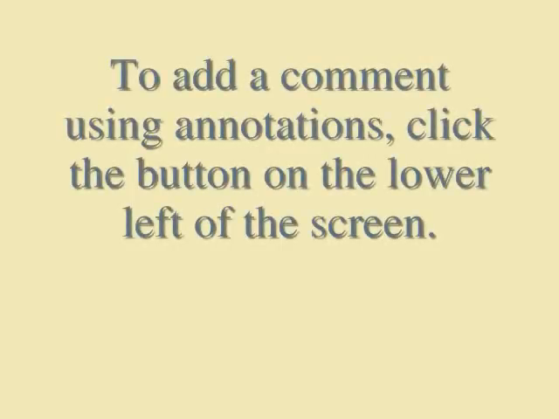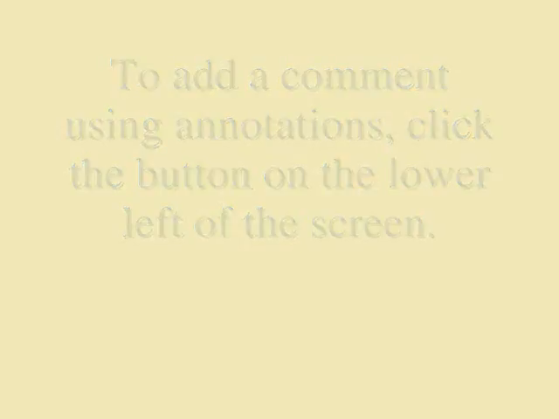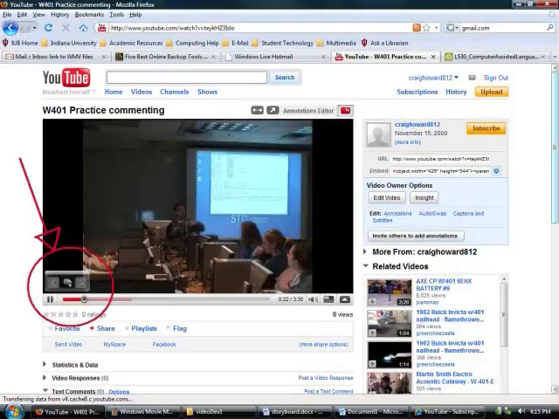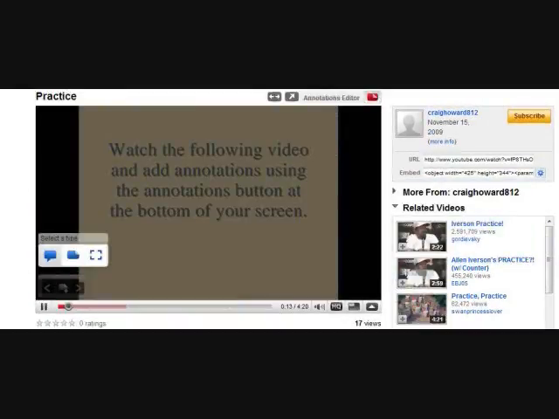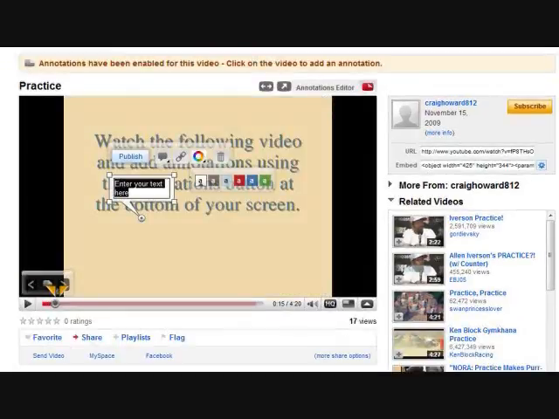To add a comment using annotations is pretty easy. I'm going to walk you through the steps of doing that right now, and then we're going to practice adding comments to a video. The first step is to click the transparent button in the lower left hand side of the screen. When you click that middle button, it'll bring up three options. Now, only the two on the left will actually allow you to write something.